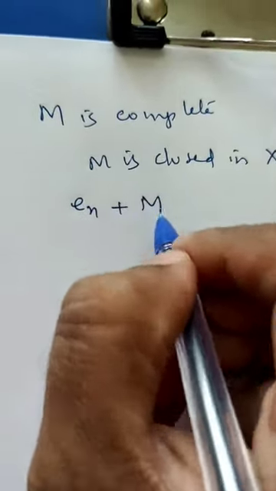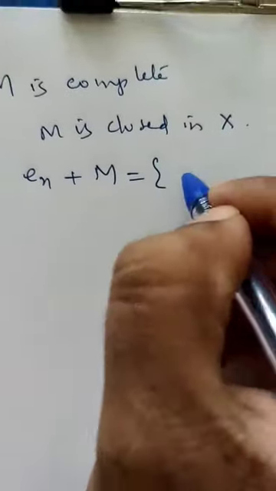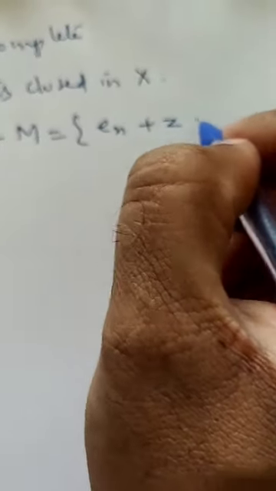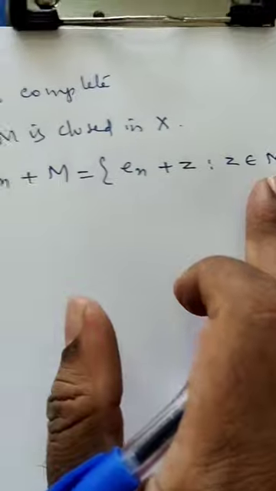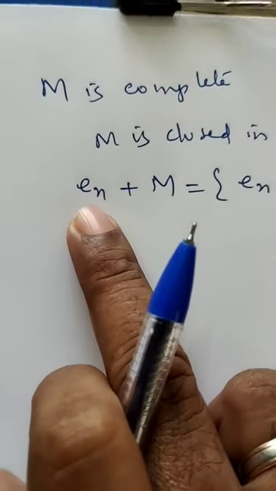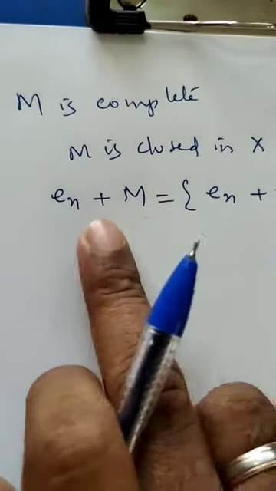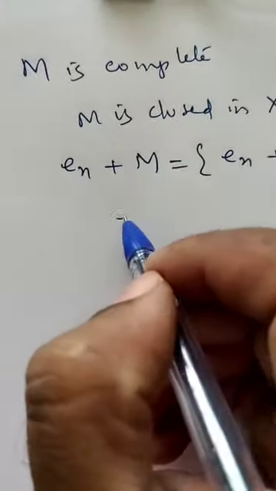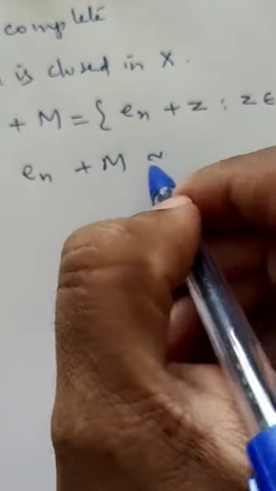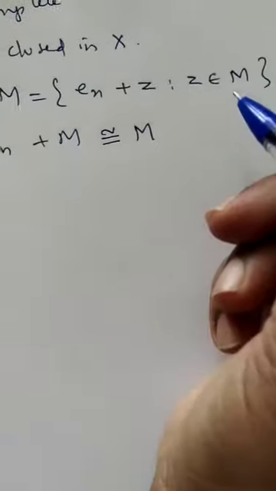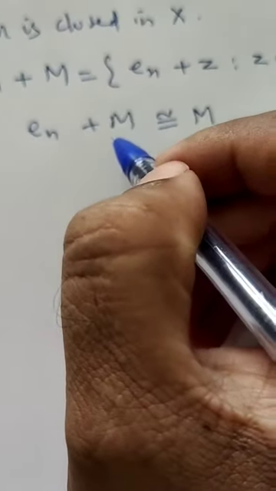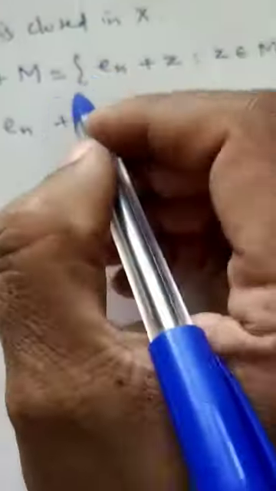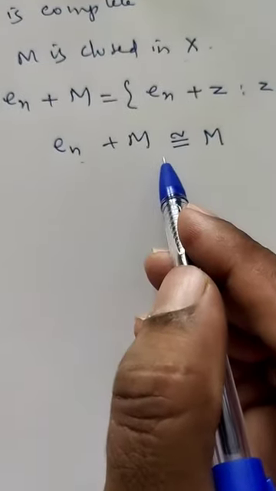Now, M is closed. Then you take the nth basis element En plus M and make a set. So this is En plus z, where z belongs to M. En plus M is the set of En plus z where z belongs to M. Now M is closed and definitely the singleton set En is closed, therefore the sum of two closed sets is closed. Or in other words, you know that En plus M is always isomorphic to M itself. Therefore, since M is closed, En plus M is also closed.